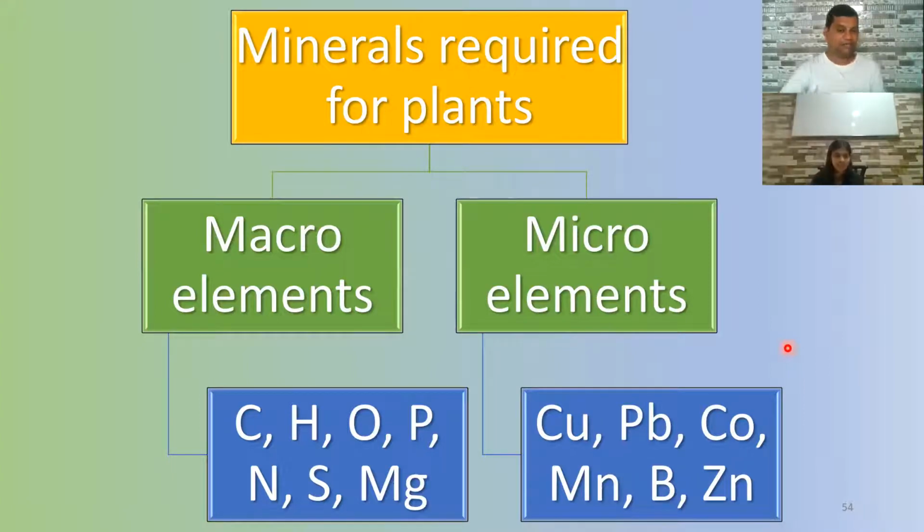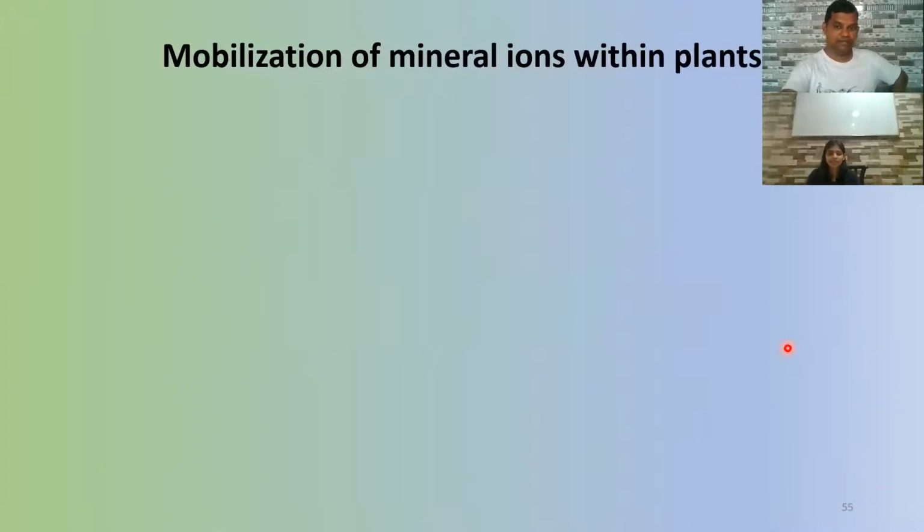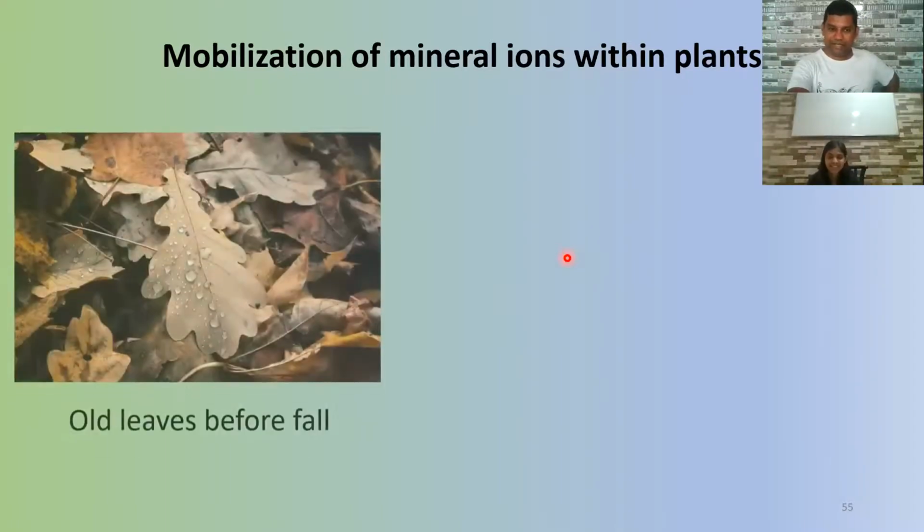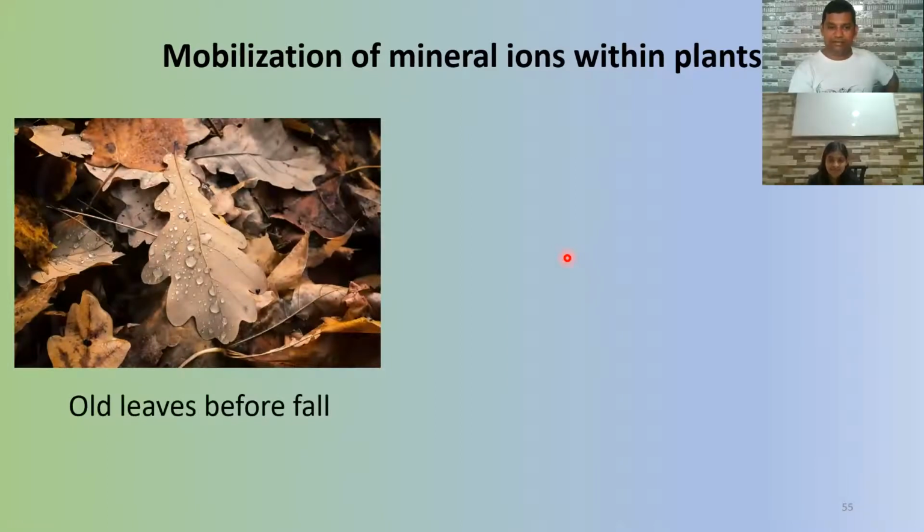So all these are present in the soil along with the water. So talking about the mobilization, कि mineral ions plants के cells के अंदर तो आ गए. Now how do you make them go all the way to the leaves? That is mobilization. So क्या होता है?